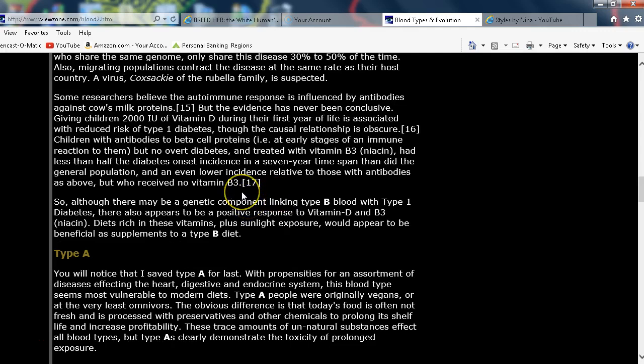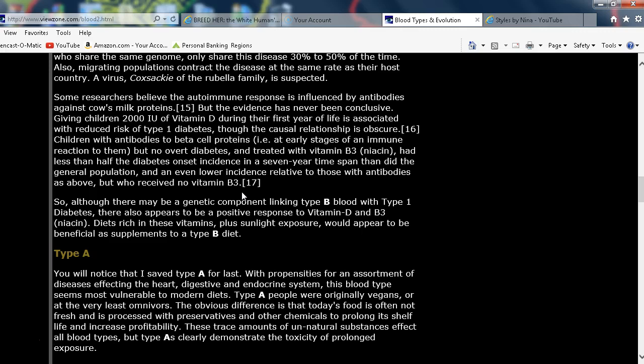Some researchers believe the autoimmune response is influenced by antibodies against cow's milk proteins, but the evidence has never been conclusive. Giving children 2,000 IU of vitamin D during their first year of life is associated with reduced risk of type 1 diabetes, though the causal relationship is obscure.